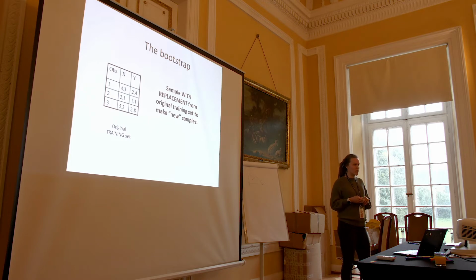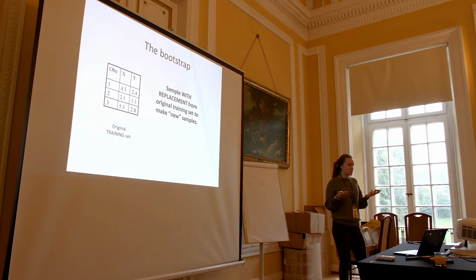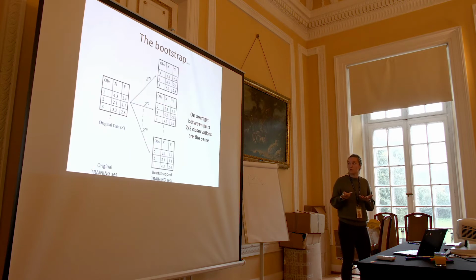Basically it's a way of generating new training sets from the training set that you have by sampling with replacement. It's important that you use sampling with replacement because then each observation has the same probability of being chosen as in the initial set, which is a good enough representation of the population because it was sampled from some population. So this is why it will work. And this is how it looks.